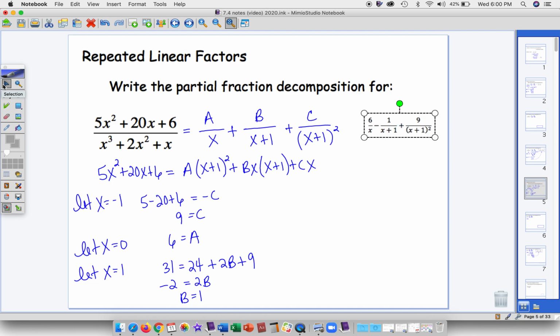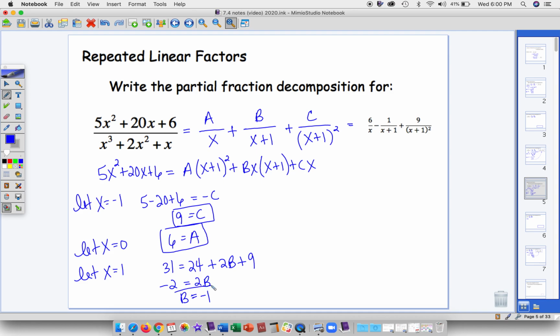So let's see how I did here. A is 6. Okay, that's this value here. Next is b. Oh, that's a negative 1. I'm going to put my negative there. So again, that negative, let that become the sign here, okay, in between the terms, rather than writing plus a negative, right? We don't want to get into that habit. And lastly, c is 9.